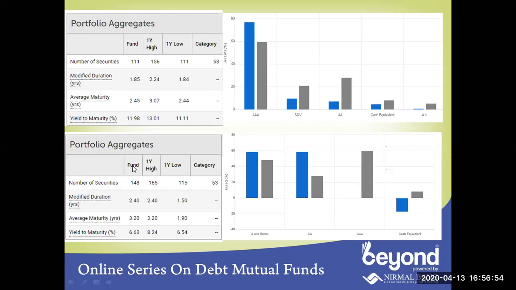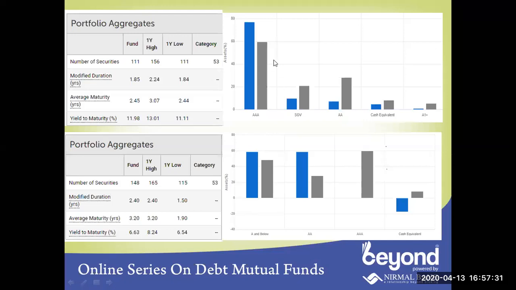Again, these are two funds of similar categories. The YTM of one fund is around 11.98, around 12%, while the second fund is offering around 6.63% YTM. So you can see the huge difference of 5.5 percentage points between fund A and fund B. So why this difference? Again, you can see.